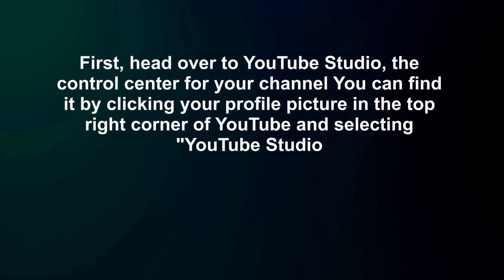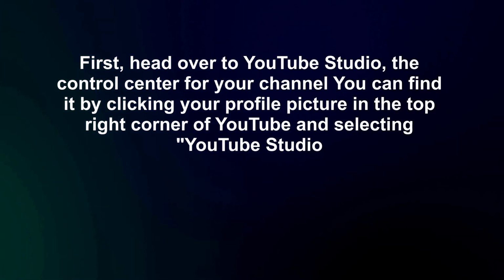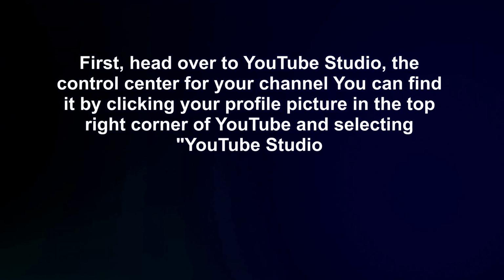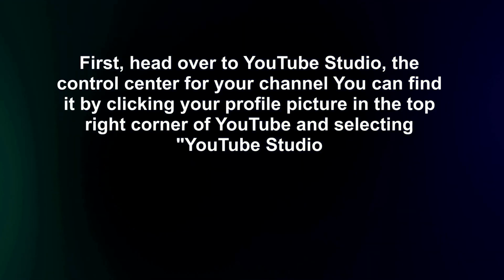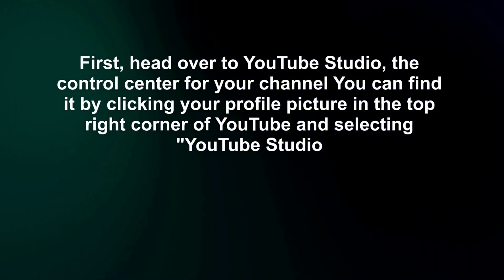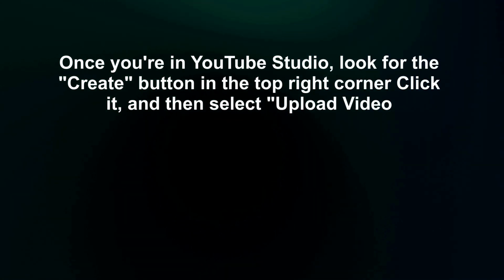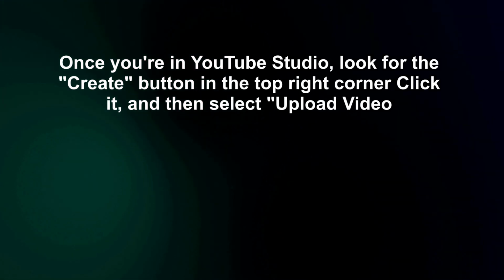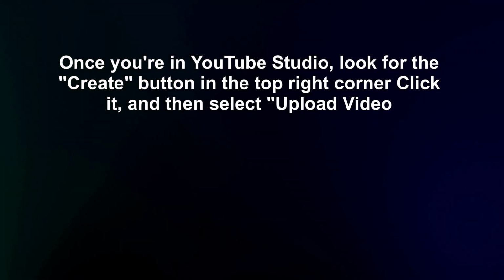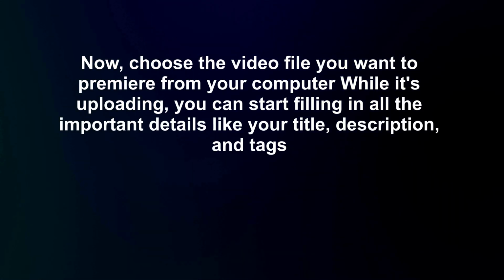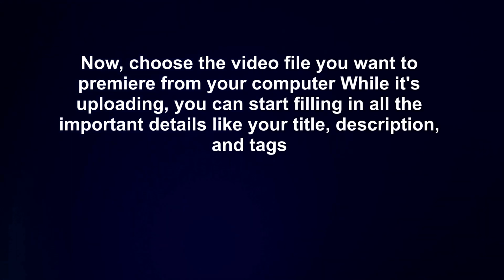First, head over to YouTube Studio, the control center for your channel. You can find it by clicking your profile picture in the top right corner of YouTube and selecting YouTube Studio. Once you're in YouTube Studio, look for the Create button in the top right corner, click it, and then select Upload Video. Now choose the video file you want to premiere from your computer.